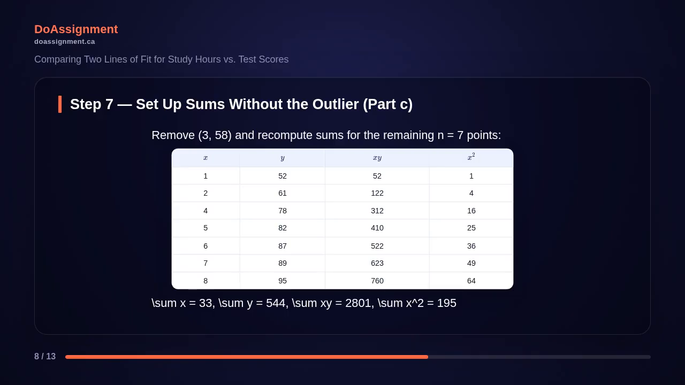Now we remove the outlier at 3 hours and 58 points, leaving 7 data points. We rebuild our table and recompute the sums. The new totals are sum of x equals 33, sum of y equals 544, sum of xy products equals 2,801, and sum of x squared equals 195.